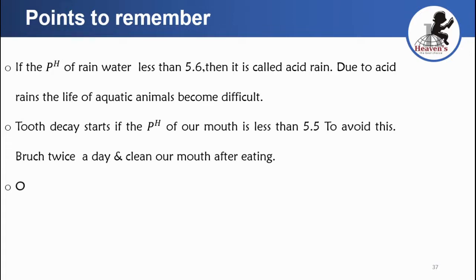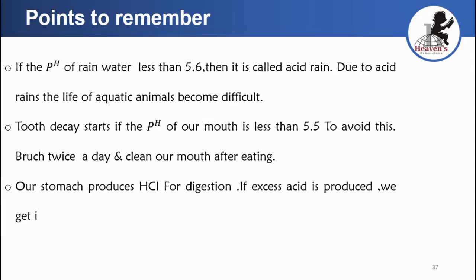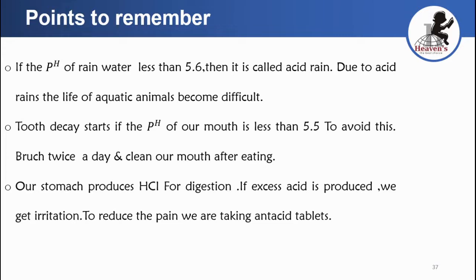And the next application is, our stomach produces hydrochloric acid for digestion. If excess acid is produced, we get irritation and pain. To reduce the pain, we take antacid tablets. And the last one is, plants maintain a narrow pH range. So these are the points to remember.